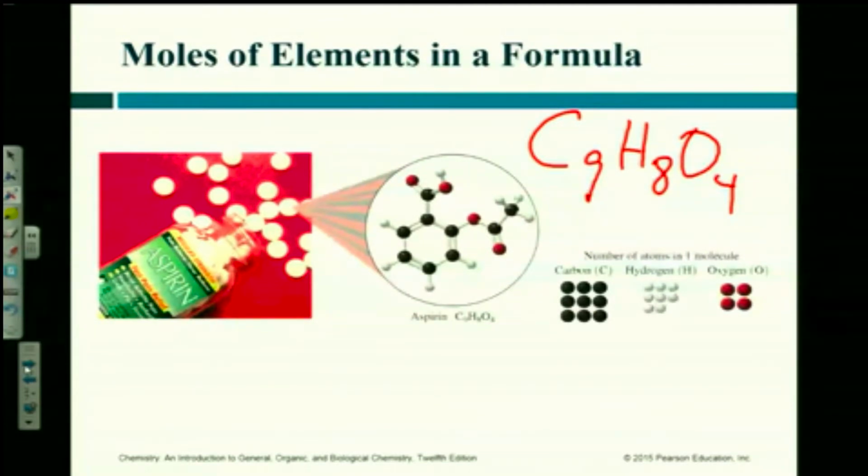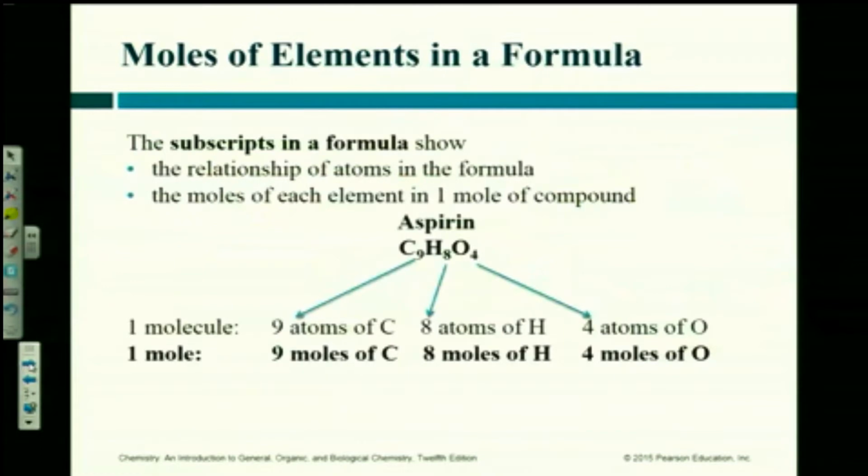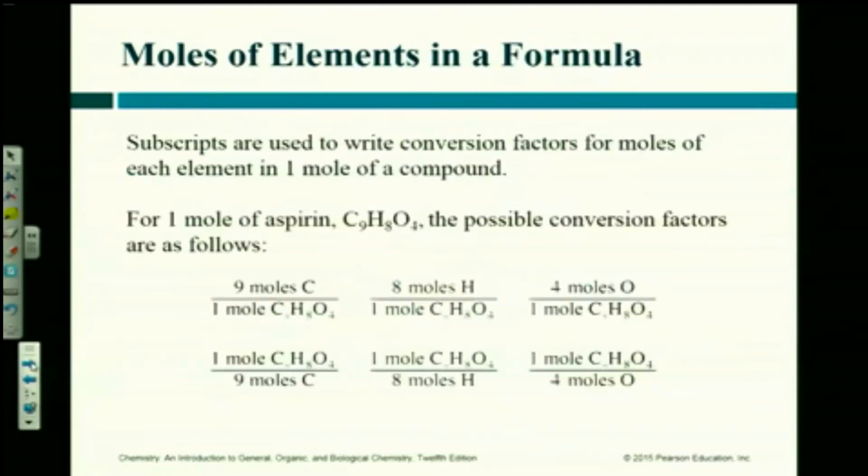So if you have a mole of aspirin, you also have 9 moles of carbon, 8 moles of hydrogen, and 4 moles of oxygen. Right? True? Because if you had 1 molecule, you would have 9, 8, and 4. So if you have 1 mole, you have 9, 8, and 4. So in 1 mole of aspirin, it contains 9 moles of carbon, 8 moles of hydrogen, and 4 moles of oxygen.